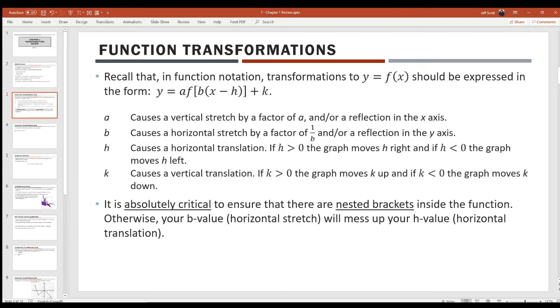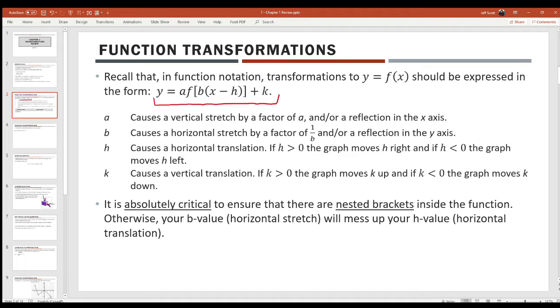So the first thing we're going to talk about is function transformations. So in other words, just moving functions in all different directions as well as stretching them. We've talked about something called function notation. And the general form of function notation is y equals a times f of b times x minus h, and then plus k at the very end.